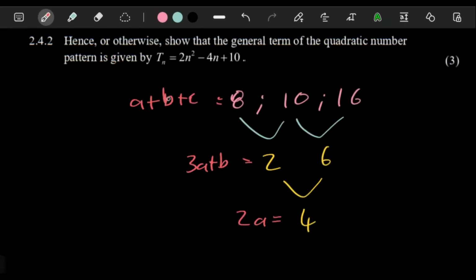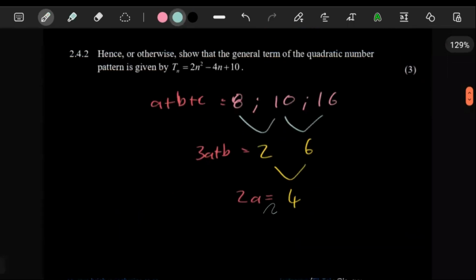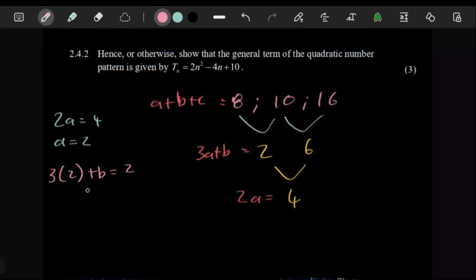Perfect. So with all this being said, from the bottom, you know that 2a is equal to 4. You start there. So 2a equals 4. You're going to divide both sides by 2 here. The value of a is going to be 2. The next stage here, your a, you have it now. It's 2. Make this equal to 2, working out a value of b here.